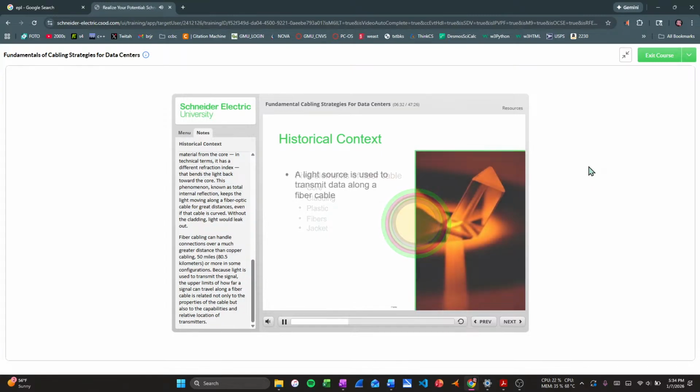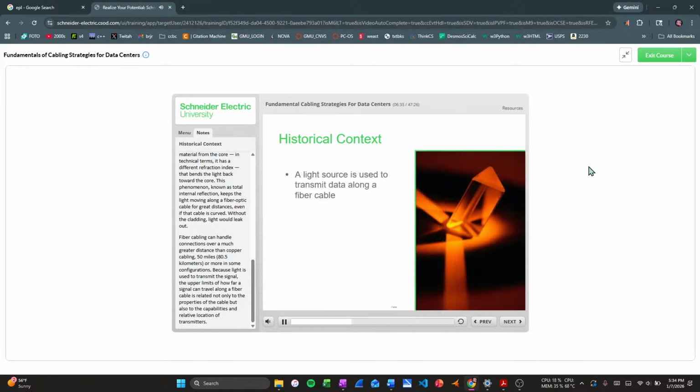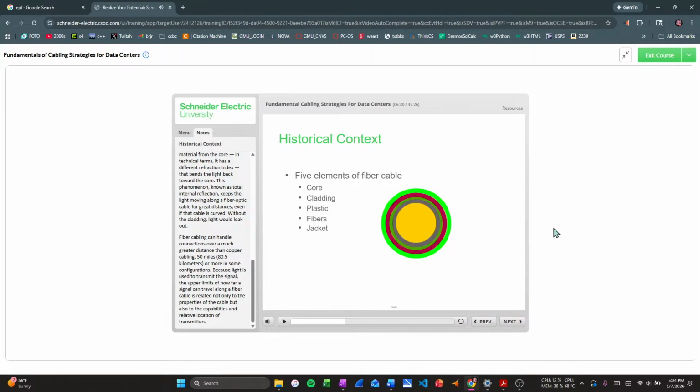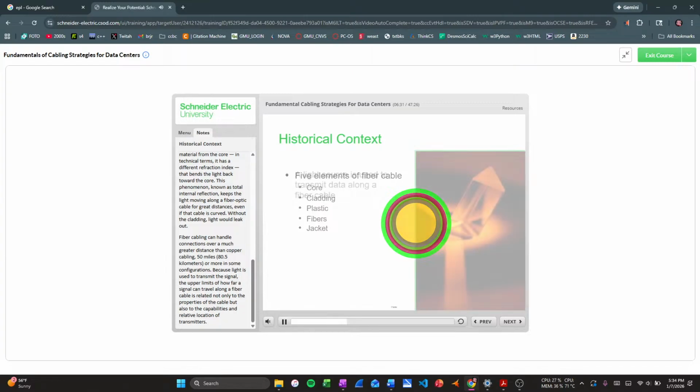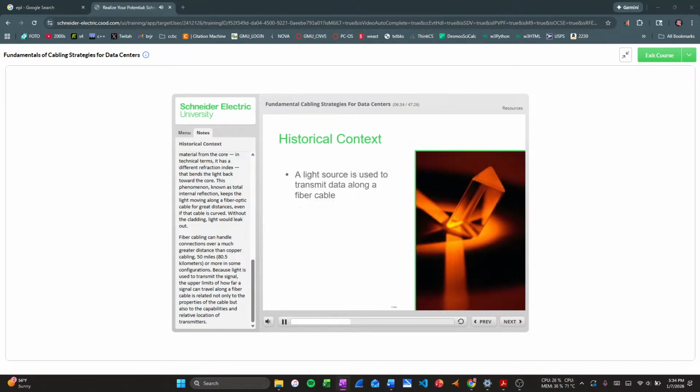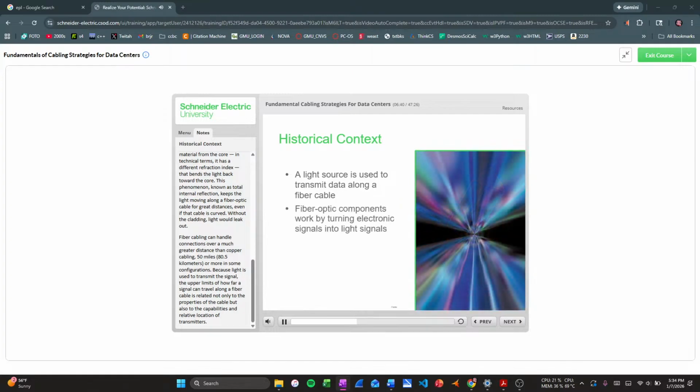A light source, blinking billions of times per second, is used to transmit data along a fiber cable. Fiber optic components work by turning electronic signals into light signals and vice versa. Light travels down the interior of the glass, refracting off the cladding and continuing onward until it arrives at the other end of the cable and is seen by receiving equipment.